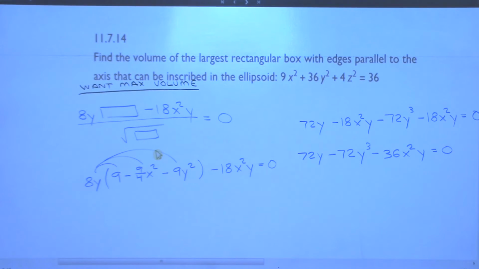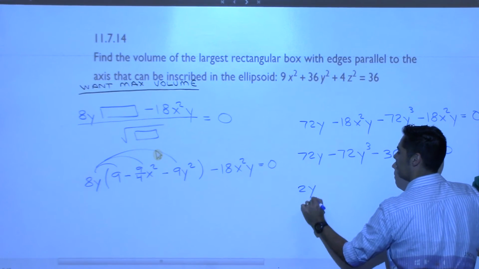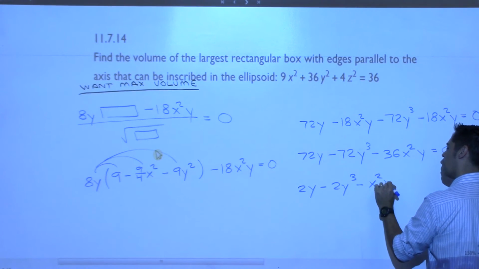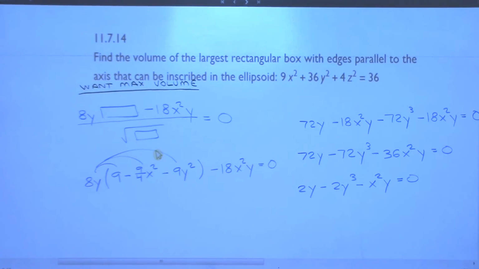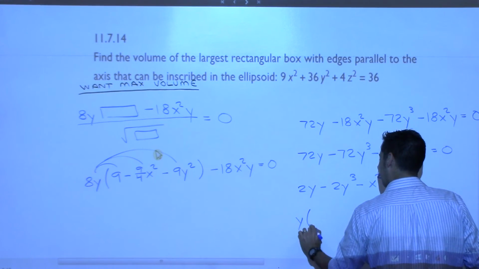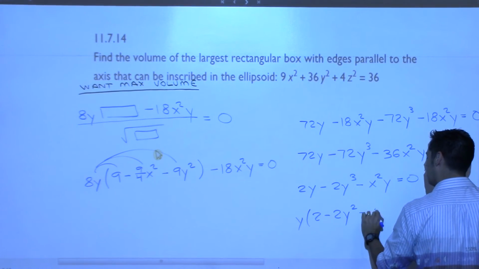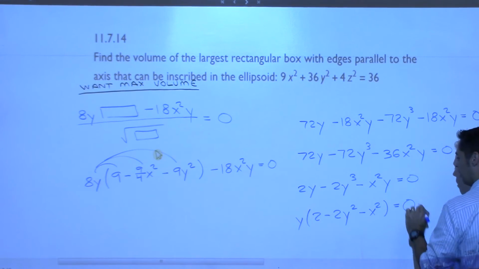Divide by what? Oh, yeah, 36 is a factor of all those. Y'all want to do that first? So 2y minus 2y cubed minus x squared y equals 0. Pull a y out. Then I'm left with 2 minus 2y squared minus x squared equals 0.